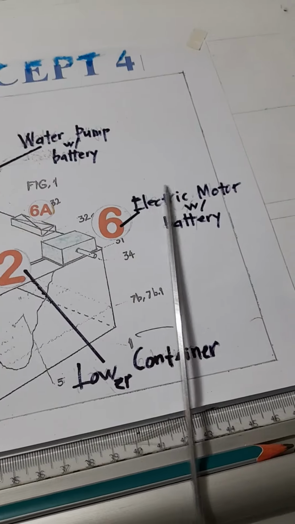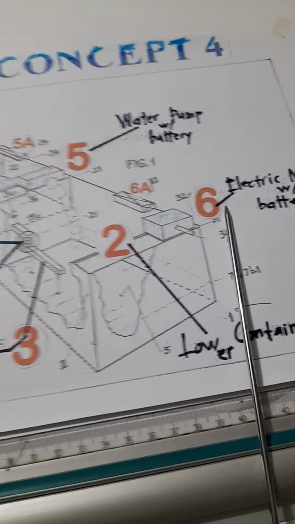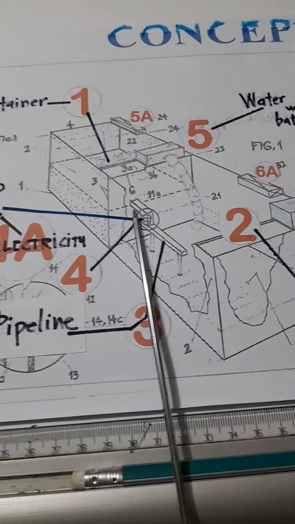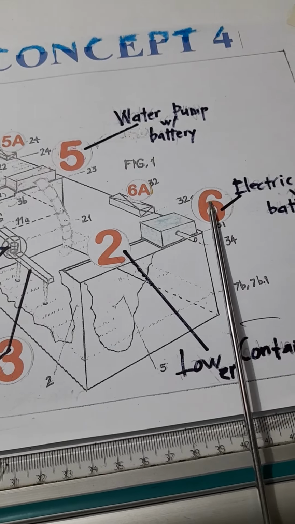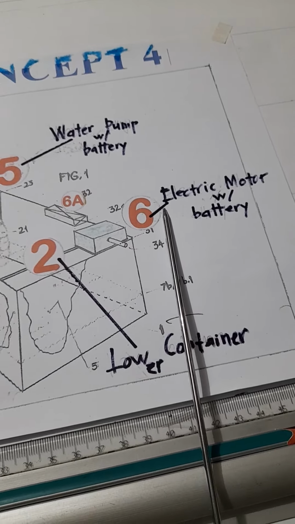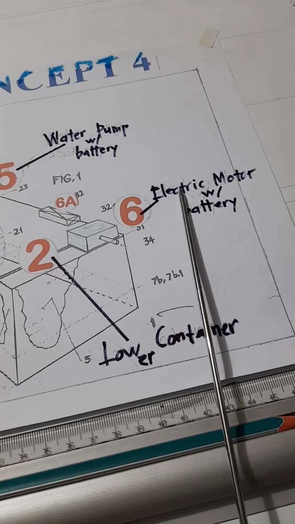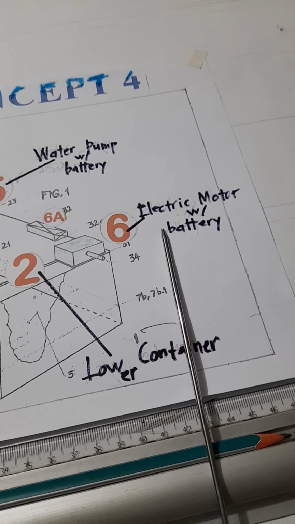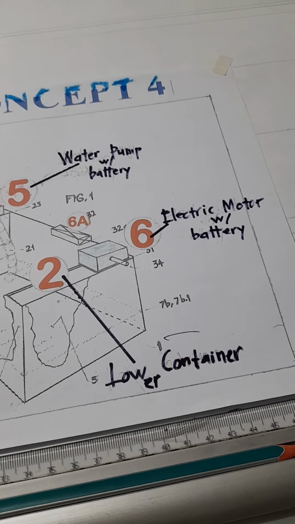Let us go to number 6, the electric motor. Just like the water pump, the electricity is supplied by the vertical turbine. Here to the battery and to the electric motor. The purpose of the electric motor is to generate electricity for the community, for other persons or businesses.